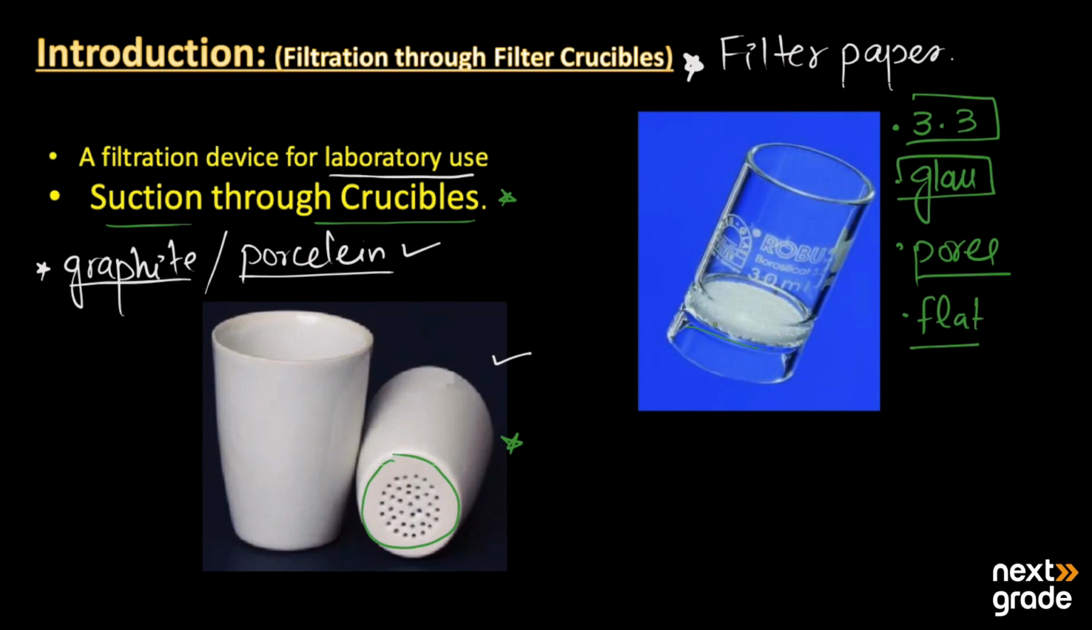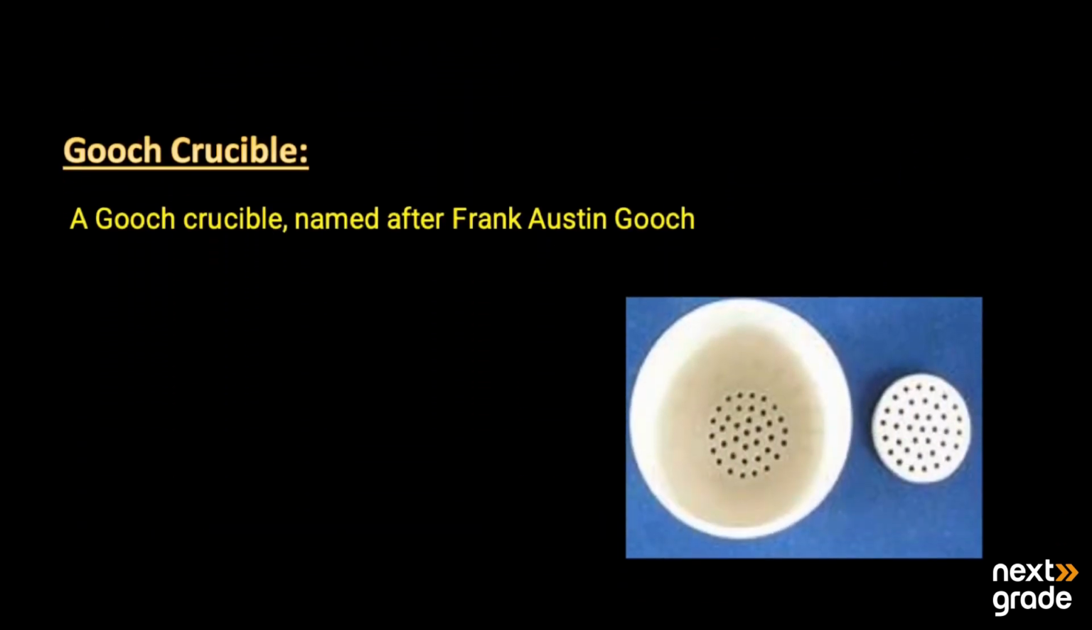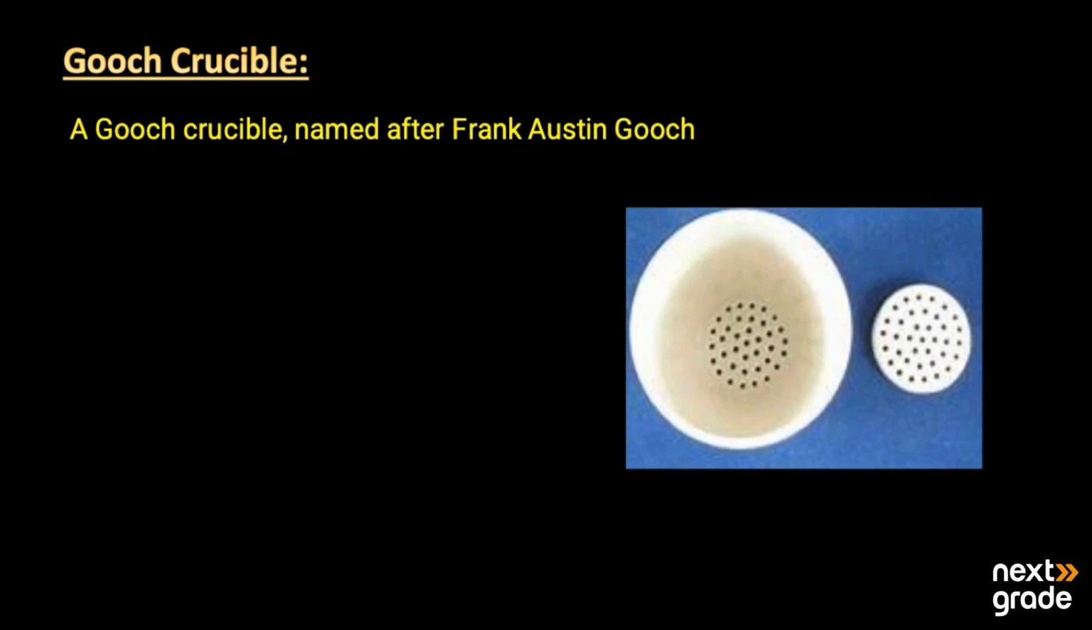So here we have the pictures of two crucibles. Number one is the Gooch crucible, and the second one is the sintered glass crucible. We will look at these two crucibles one by one. The first one is the Gooch crucible. The Gooch crucible is named after the scientist Frank Austin Gooch. He made that crucible, so it is named the Gooch crucible.